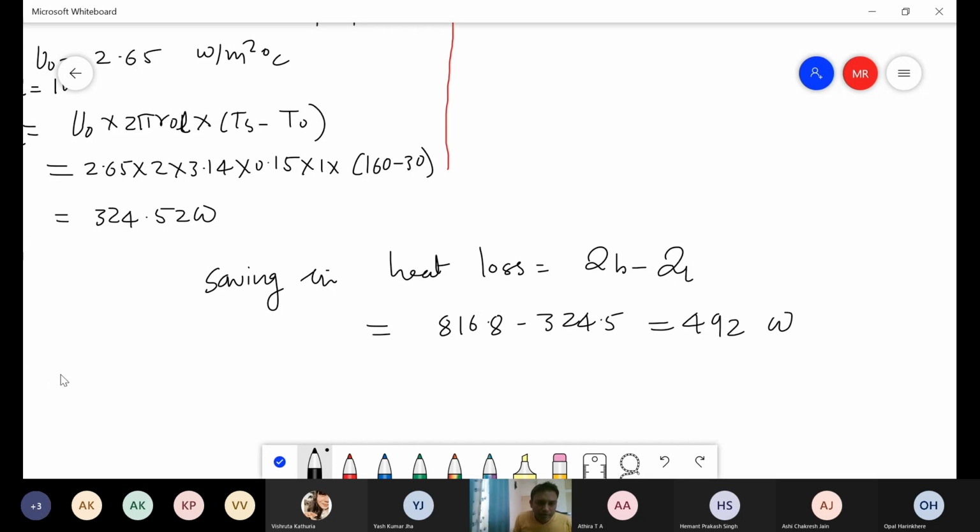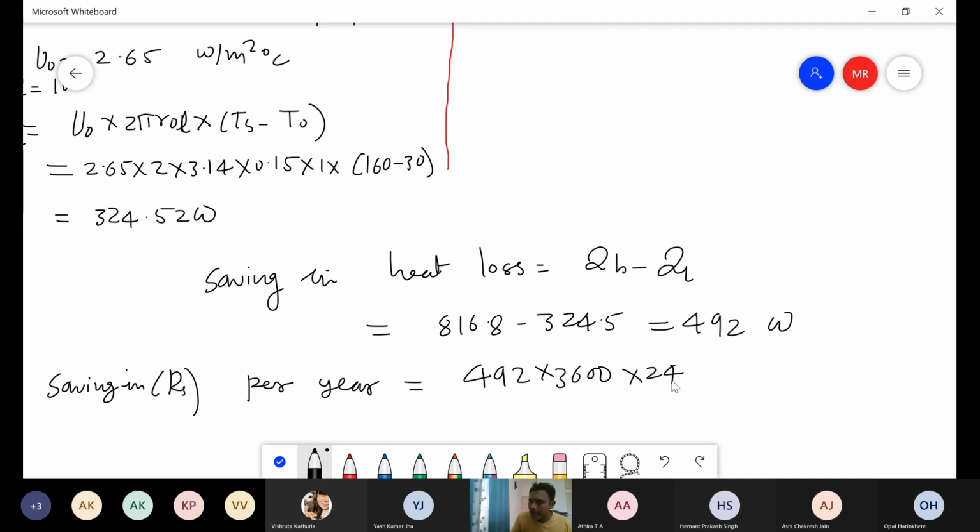So saving in RS per year, that will be given as what? 492 is in watt, isn't it? So we have to convert it on a yearly basis. So that means 3600, that will be the seconds present in 1 hour, into 24. So that will be day, into, we can assume that there are 300 working days in a year. So 300, isn't it? Correct.